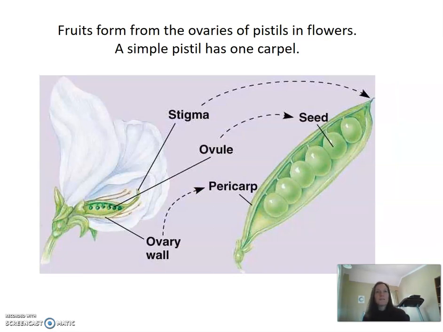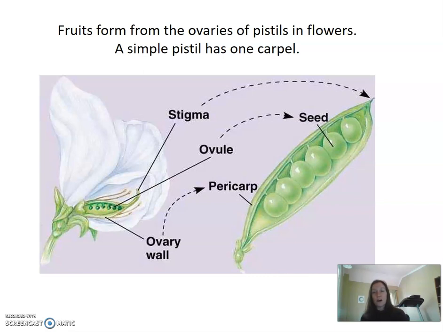Fruits form from the ovaries of pistils in flowers. So fruits are found in angiosperms only, the flowering plants. The gymnosperms have the pine cones or the coniferous bodies, but those aren't considered flowers or fruits. Fruits come from ovaries and pistils in flowers only.